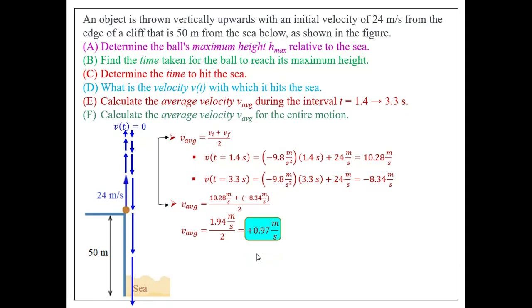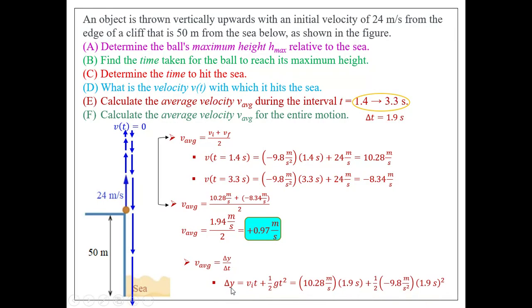Okay. Now, if you don't like that, you can do this. You can say, well, average velocity by definition is displacement over time. Look at the screen, I know what the time is. It went from 1.4 to 3.3, so 3.3 minus 1.4 is just 1.9 seconds. I know the denominator, so my change in time here is 1.9 seconds. But what's my displacement during that time? Well, I can just find displacement real quick using the displacement function. Displacement is VIT plus 1/2 GT squared.